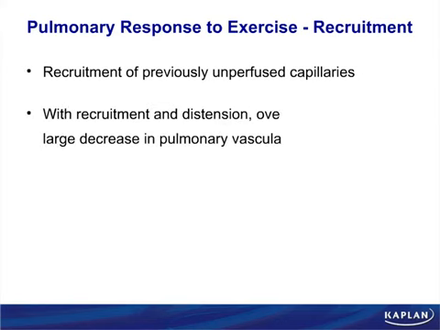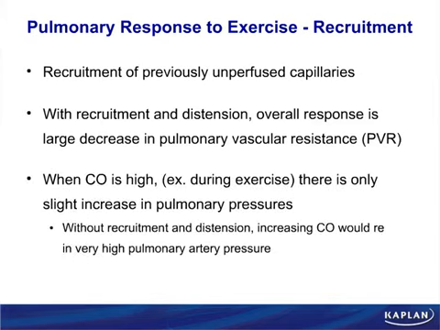So we are distending and recruiting, which means pulmonary vascular resistance is going down as we have this big increase in cardiac output. Consequence of that, there's only a slight rise in pulmonary artery pressure during a high cardiac output state, exercise being the classic example.